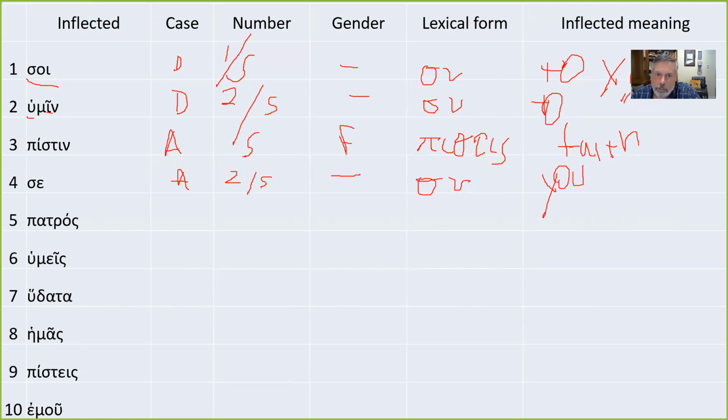And patros, there we have, is the father, in the genitive case with the omicron sigma. It is singular. The gender is going to be masculine, and it's pater.